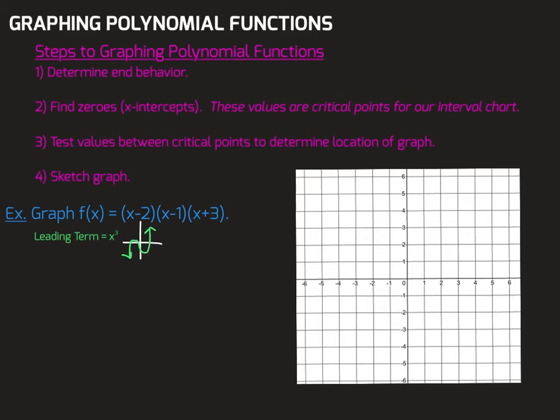What does this do to help us? Well, when we finish our graph, we want to always double check that it matches what we expected based upon this leading term. Therefore, our graph should fall to the left and rise to the right when we are finished.